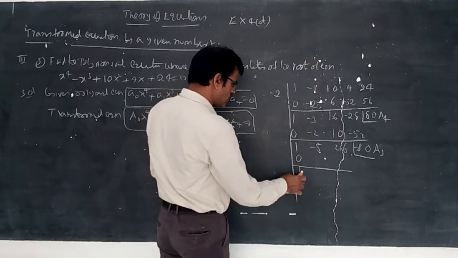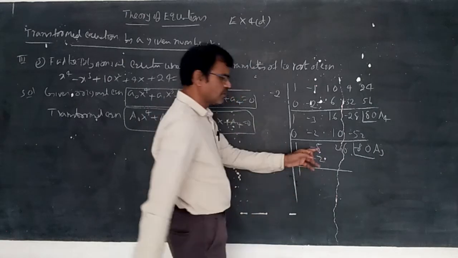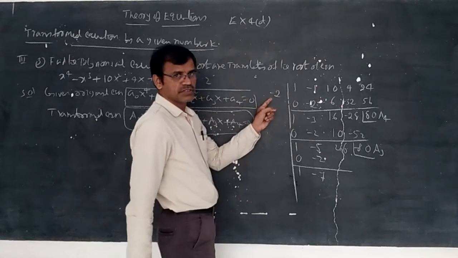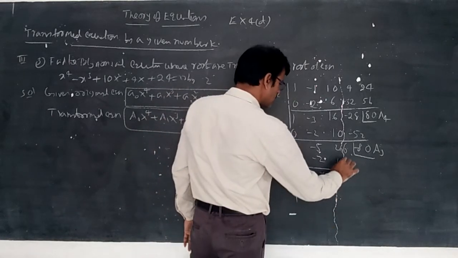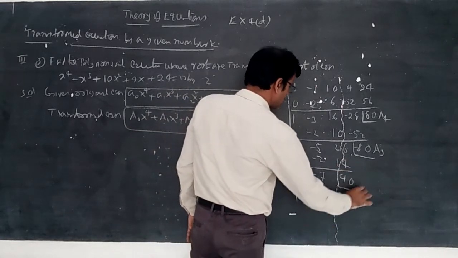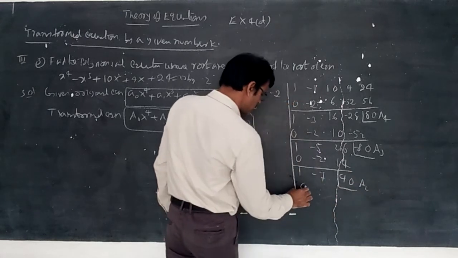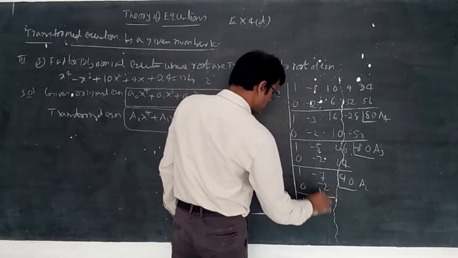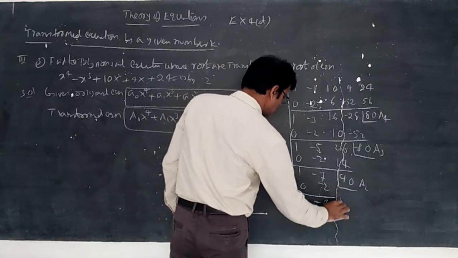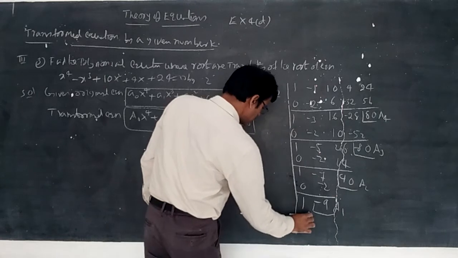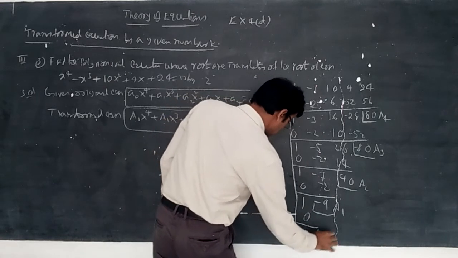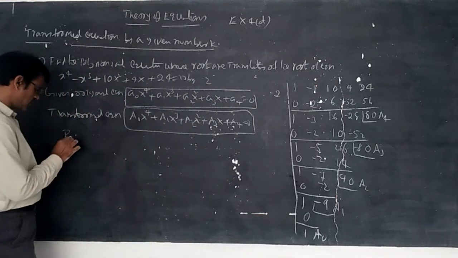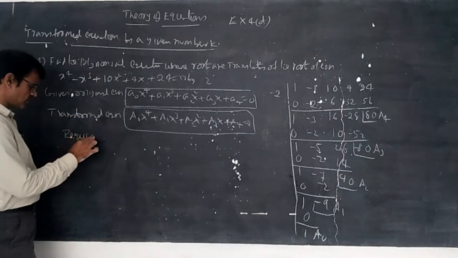Now 1 here, write 1. 1 into minus 2 becomes minus 2. Minus 5 minus 2, add like this, minus 7. This minus 7 should be multiplied with minus 2. It becomes 14, then right here this is 40. Now this is A2. Put here 0. This is 1, 1 goes up. 1 into minus 2, minus 7 minus 2 becomes minus 9. This is A1. And at last put here 0. This is 1. This is A0. So from down to up you should write the required transformed equation.